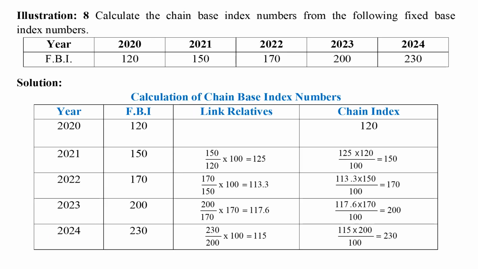In illustration 8, it is required to calculate the chain base index numbers from the fixed base index numbers. 4 columns table should be prepared. In first 2 columns, the data as given in illustration should be recorded. In the third column, link relatives should be calculated. In the second row of the third column, index number of current year by index number of previous year into 100. Like that, values in all other rows should be calculated.